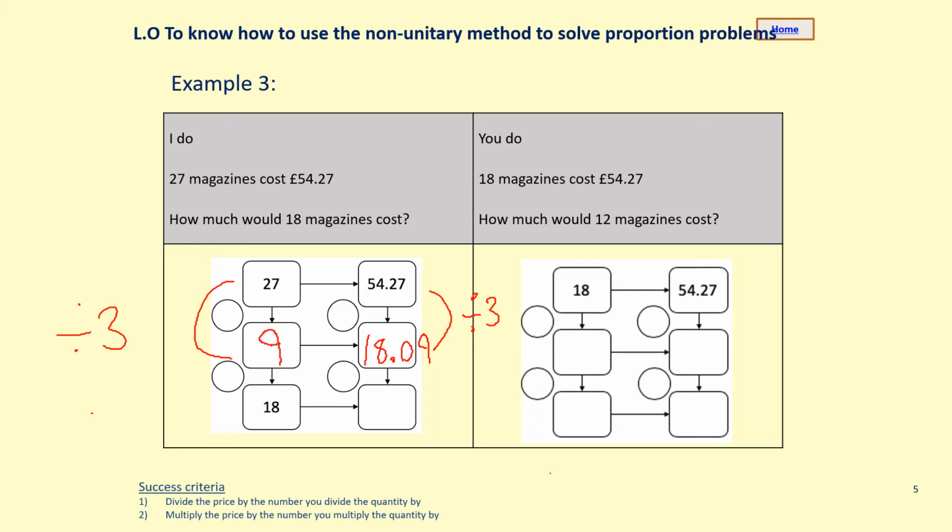£18.09. And then from there, it's easy enough to work out 18, because 18 is double 9. So times 9 by 2, also times the cost by 2. £18.09 times by 2 gives me £36.18. So once again, please pause the video there, work through that one, and then have a go at the you do as well, please.